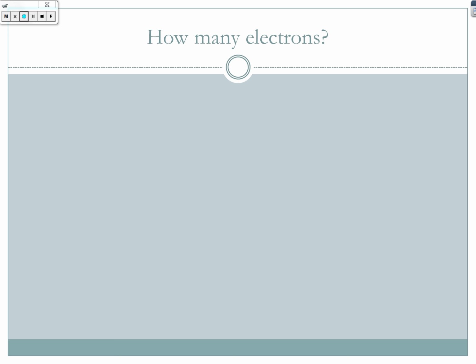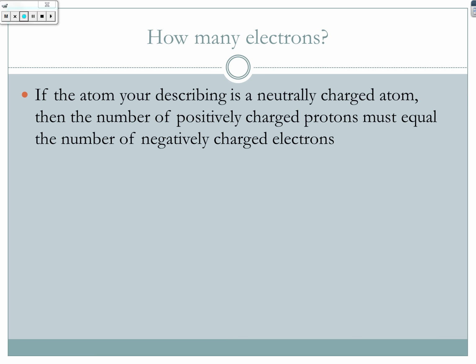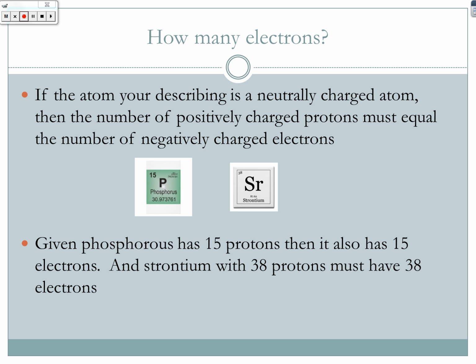The next question is, how many electrons? If the atom you're describing is a neutrally charged atom, then the number of positively charged protons must equal the number of negatively charged electrons. In order for that atom to be neutrally charged, meaning it has 0 charge, the number of pluses has to equal the number of minuses. That way they balance each other out. For example, phosphorus has 15 protons and strontium has 38 protons. So phosphorus would have to have 15 electrons, and strontium would have to have 38 electrons to balance out those protons. When we get into losing and gaining electrons, we'll talk more about how that affects the charge and how you do the math to figure out how many electrons. But for basic background knowledge of determining the number of electrons, you just look to see how many protons are there as well.